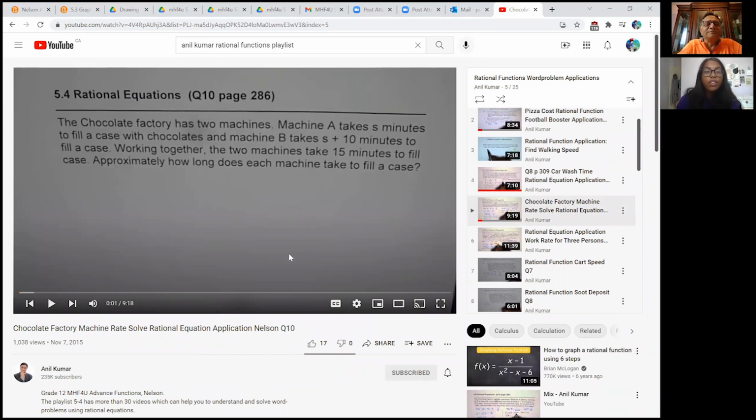The chocolate factory has 2 machines. Machine A takes S minutes to fill a case with chocolates, and machine B takes S plus 10 minutes to fill a case. Working together, the 2 machines take 15 minutes to fill a case. Approximately how long does each machine take to fill a case? How will you write an equation and solve this? Tell me.